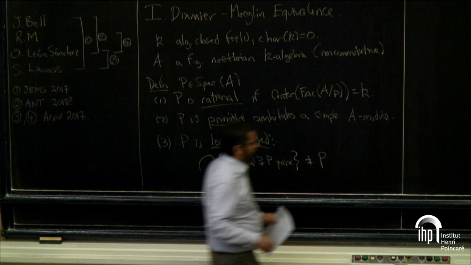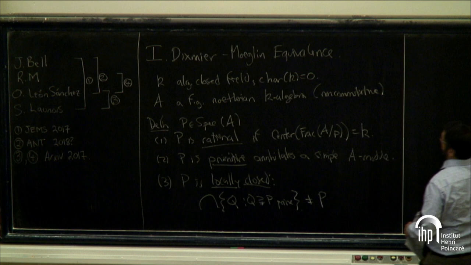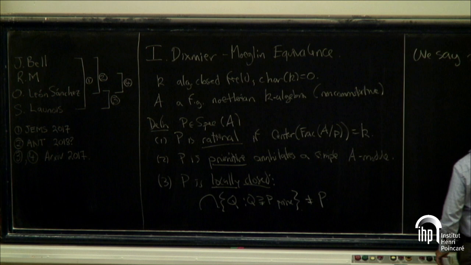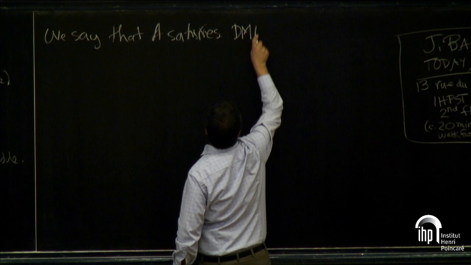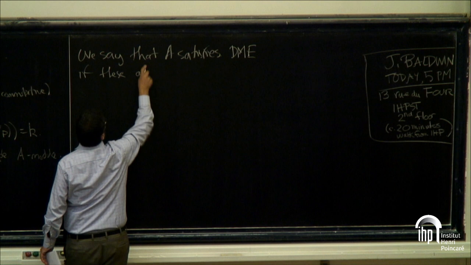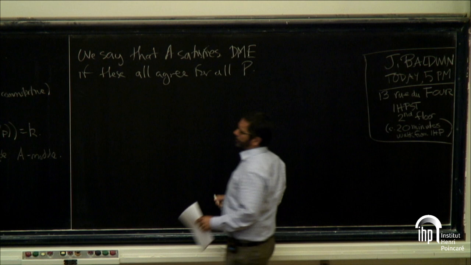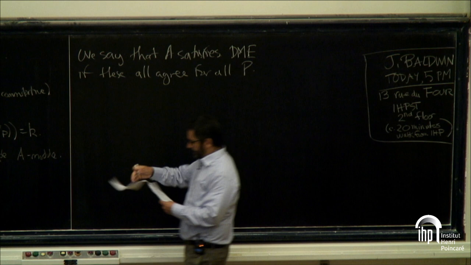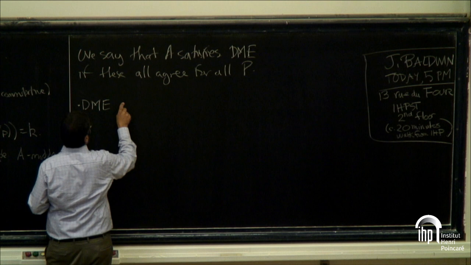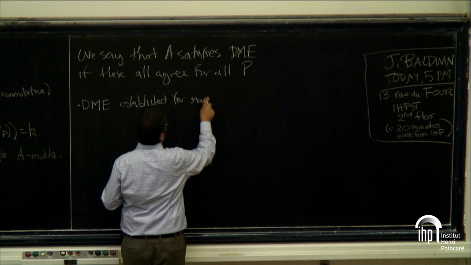So we say that A satisfies the Dixmier-Moeglin equivalence, the DME, if these all agree for all prime ideals P in the algebra. As I said, the DME was established in the 70s for enveloping algebras, and since then there has been a lot of work for many classes of algebras.